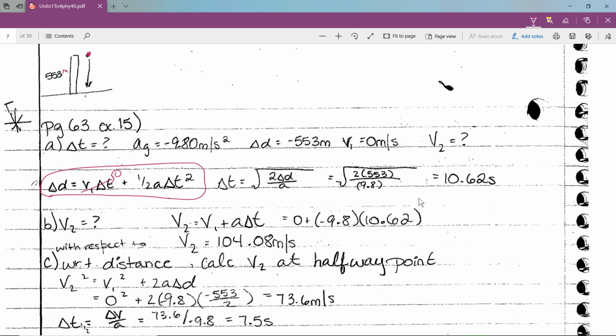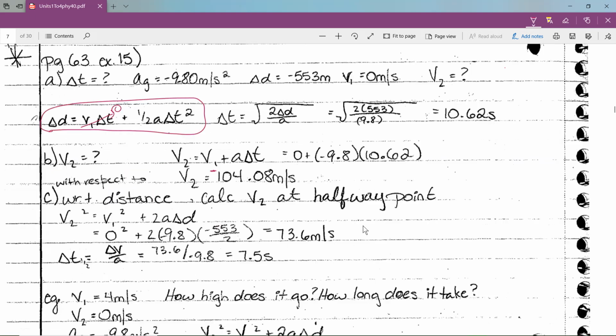And so my final speed would be just before it hits the bottom. Don't say 0, but just before it hits the bottom. So V2 is V1 0 plus negative 9.8 times 10.62, which should be 104.08 meters per second. If I really wanted the average velocity, it would be negative 104.08 plus 0, all that divided by 2. So that's going really fast in theory. Okay.